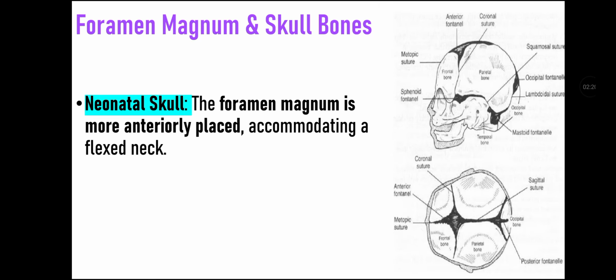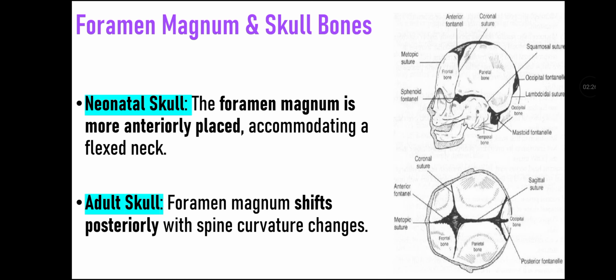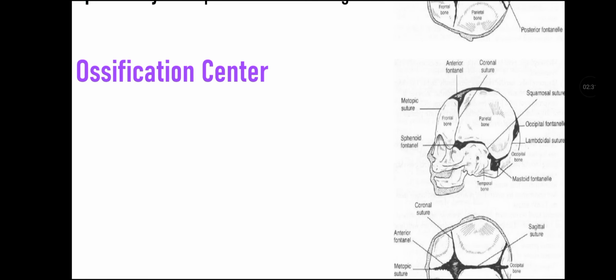Next difference is about foramen magnum and skull base. In neonatal skull, the foramen magnum is more anteriorly placed, accommodating a flexed neck. In adult skull, the foramen magnum shifts posteriorly with spine curvature changes.